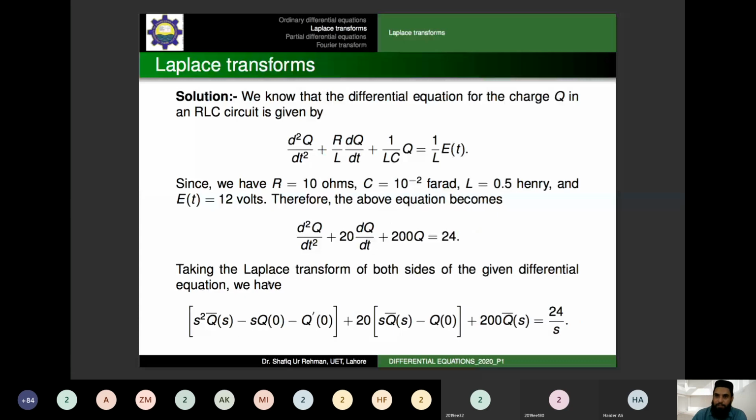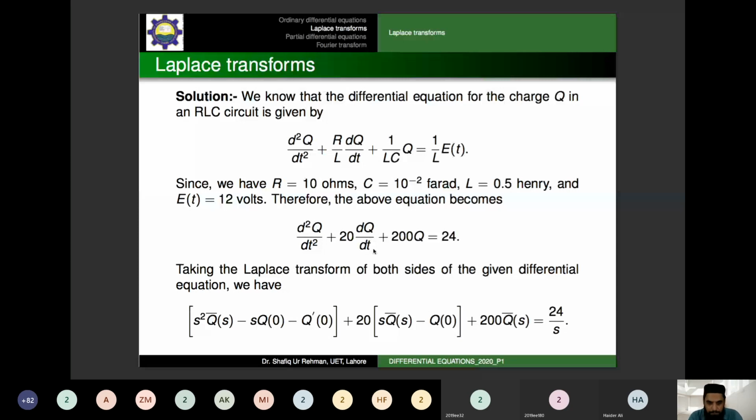If you label charge as Q in an RLC circuit, then the differential equation will turn out to be of this form. It is a second order differential equation with quite a few parameters, R, L, C, but we know R as 10, C as 10 raised to power minus 2, L as 0.5, and the voltage is going to be fixed, 12. So plug in those values. This is going to be a second order differential equation in the dependent variable Q with the independent variable t. Now let's talk about those 3 steps.